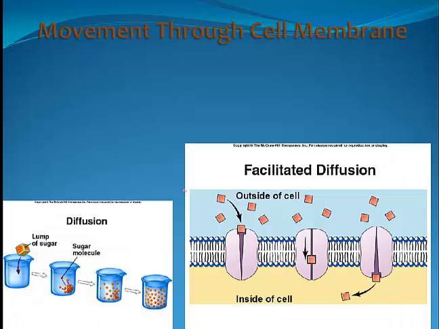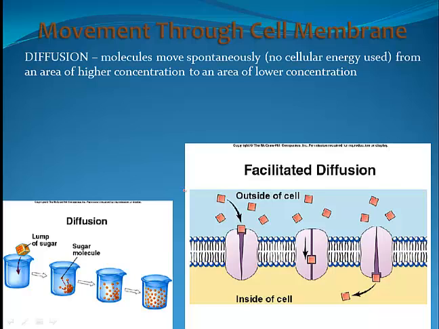Now, sometimes your cells need to be able to get things in and out. You need to get oxygen in, you need to get food in, you need to get waste products out. So moving things through the cell membrane. The main ways that we are going to move things in and out of the cell is through diffusion. Okay, so remember, molecules move spontaneously. They don't need energy, they're in constant motion, and they are always looking for as much room as possible to move. So they move from an area of high concentration to an area of low concentration.